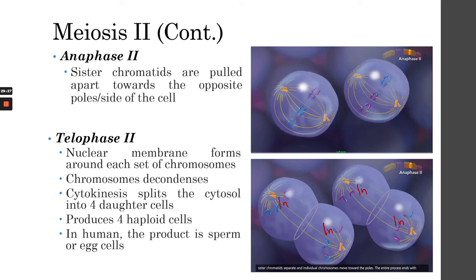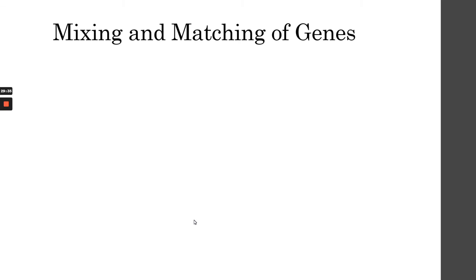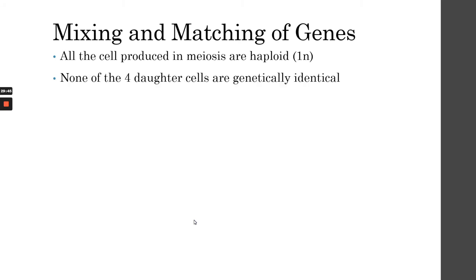In humans, these are the cells that become sperm and egg cells. So, mixing and matching of genes. We've discussed this earlier. All the cells produced in meiosis are haploid. I hope everyone understands that. And none of the four daughter cells are genetically identical.